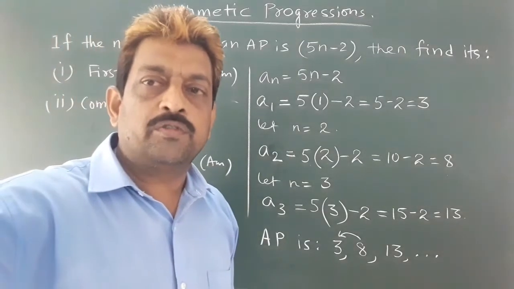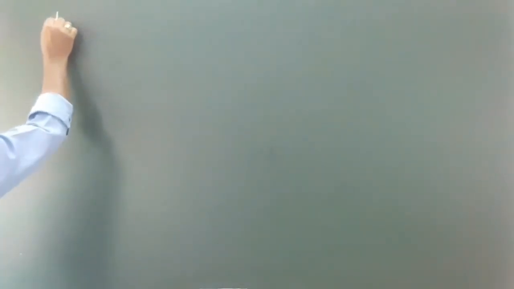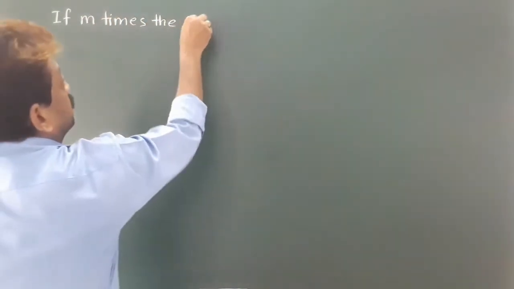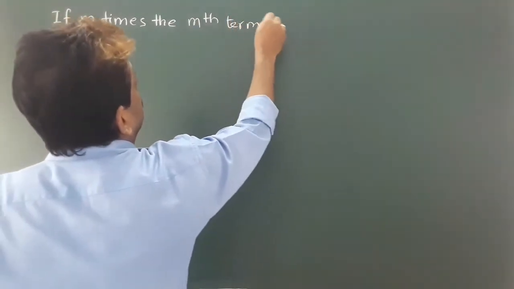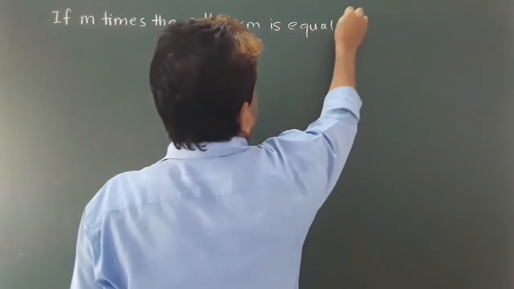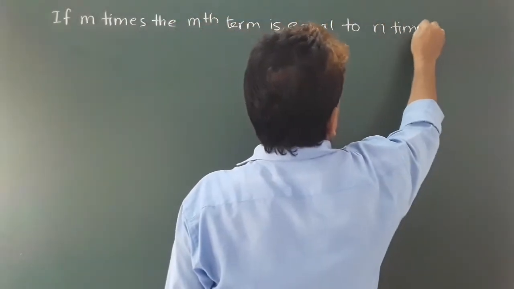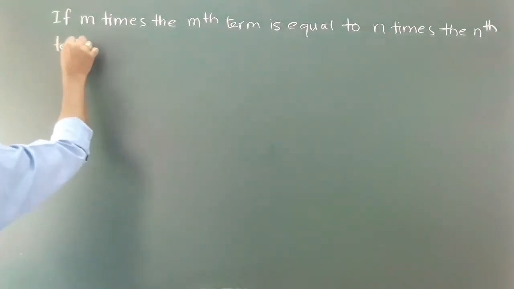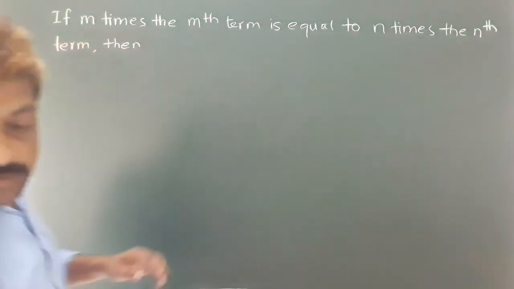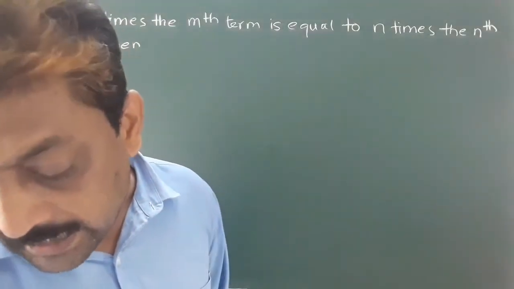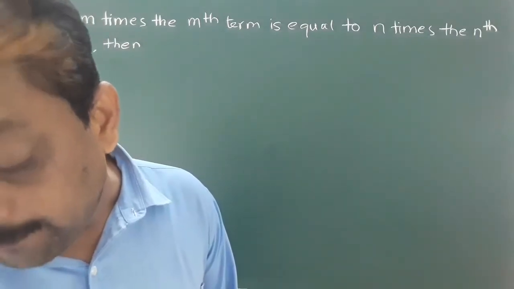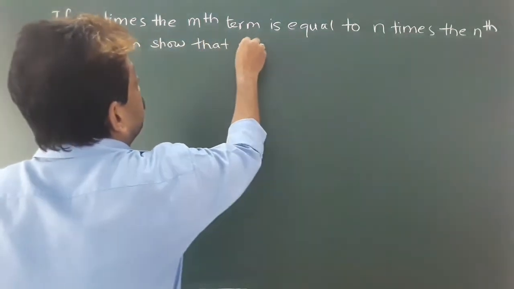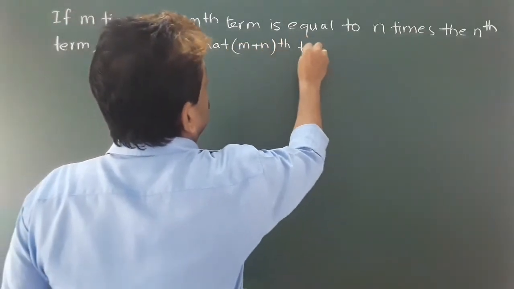Okay, now let us go for one more question. The question is, if m times the mth term is equal to n times the nth term, then show that the (m plus n)th term is 0.